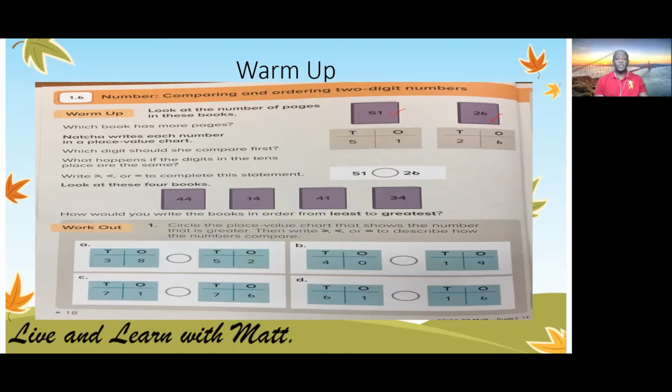Natcha writes each number in the place value chart. She wrote 5 tens, 1 ones here, and 2 tens, 6 ones here. Which digit should she compare first? She has to compare the tens first. So we have 5 tens and 2 tens.